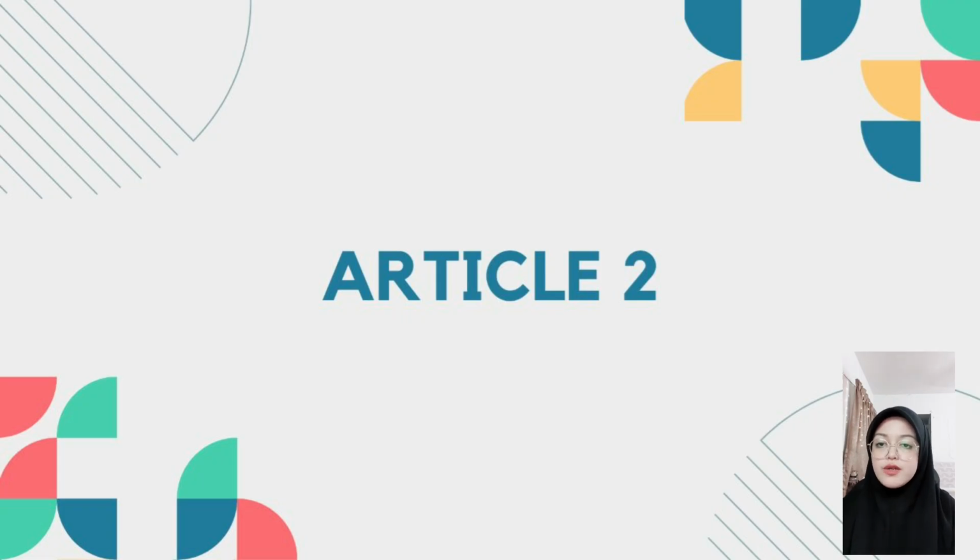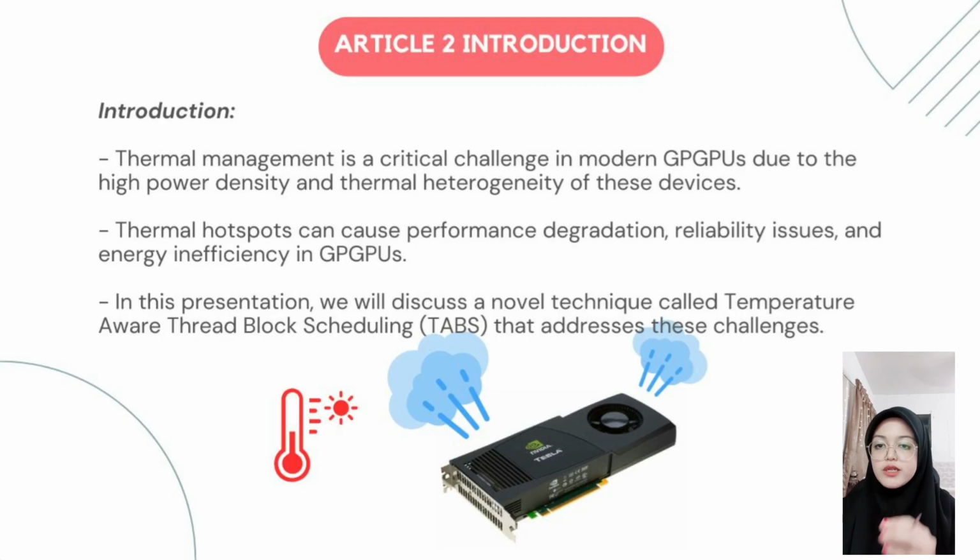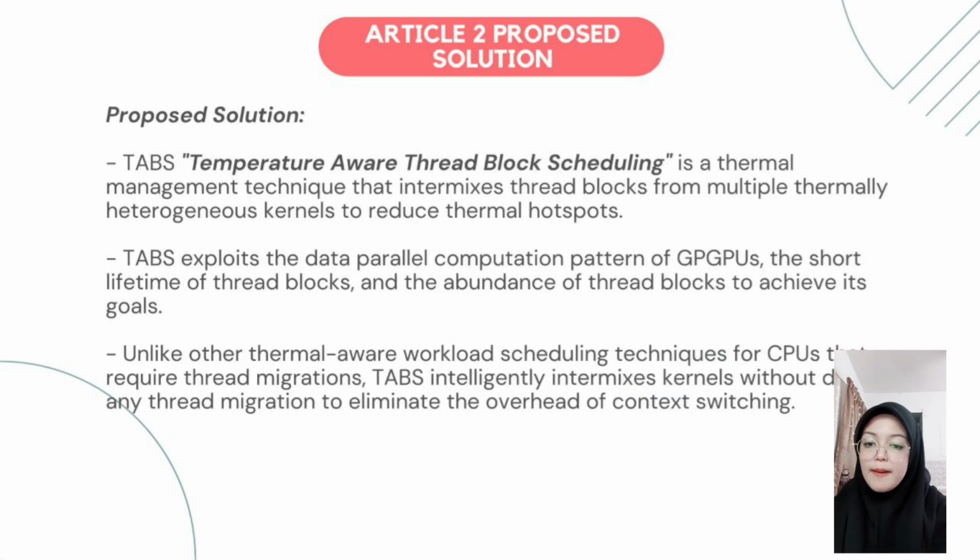So for the introduction on article 2, thermal management is a critical challenge in modern GPGPUs due to the high power density and thermal heterogeneity of these devices, and thermal hotspots can cause performance degradation, reliability issues, and energy inefficiency in GPGPUs. In this presentation, we will discuss a novel technique called Temperature-Aware Thread Block Scheduling, called TAPS, that addresses these challenges.